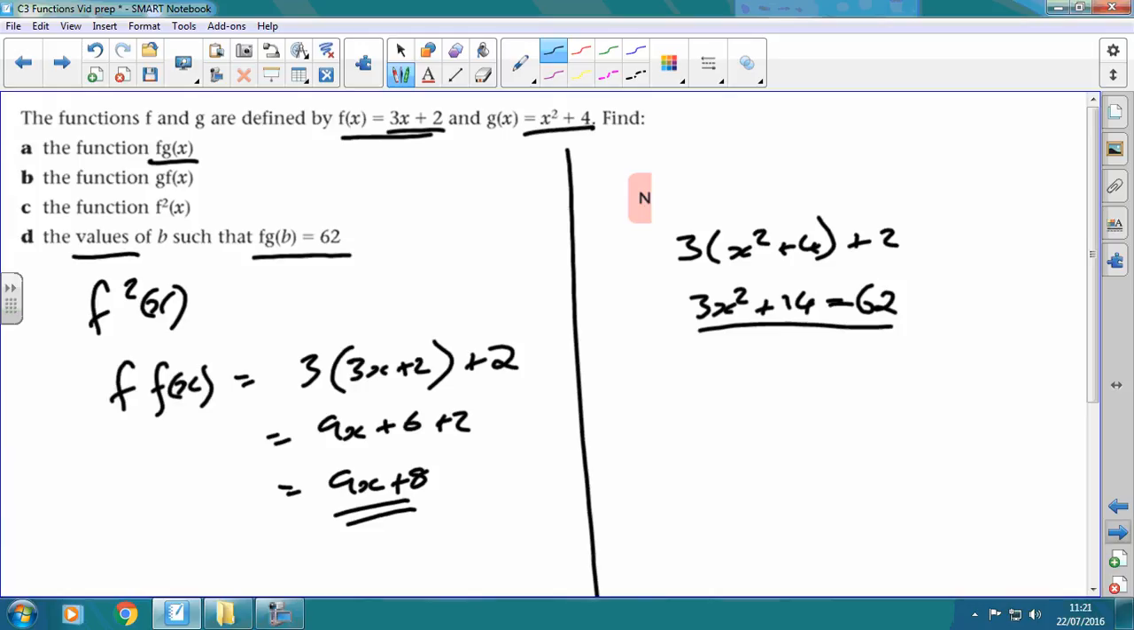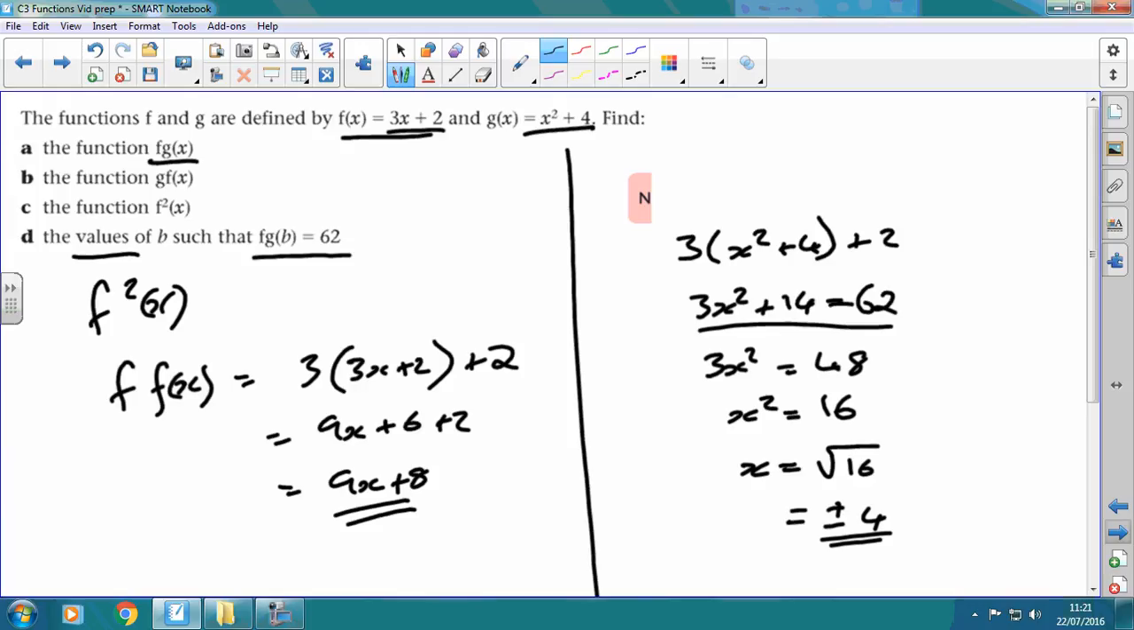So first thing we're going to do is take off the 14 from both sides. So 3x squared equals 62, take away 14, 52, 48. If we divide that by 3, we've got x squared equals 16. And then x equals the square root of 16, which equals plus and minus 4.